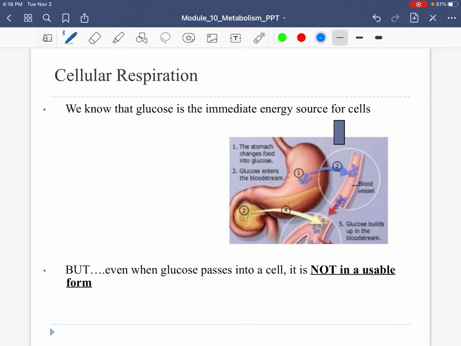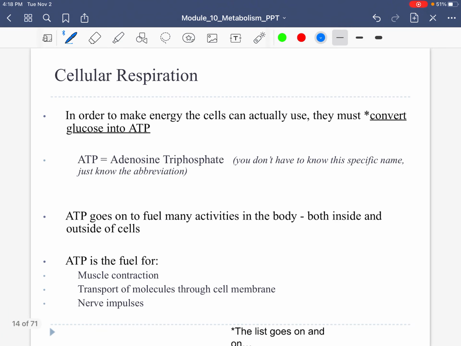Right? So we know that glucose is a good energy source, but the glucose as it is not in a usable form. Therefore, we have to convert that glucose into ATP. And this chemical process, the series of chemical reactions, is called cellular respiration. If you're interested, ATP stands for adenosine triphosphate. You don't have to know that specific long name, just know ATP.